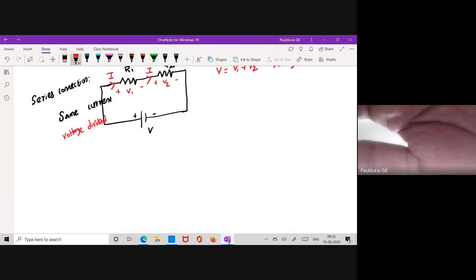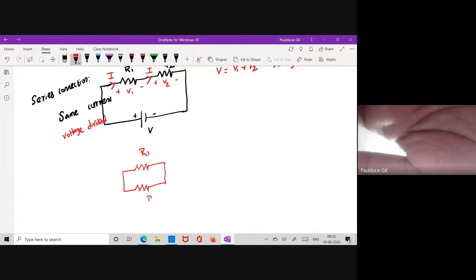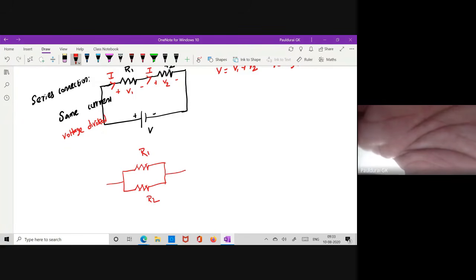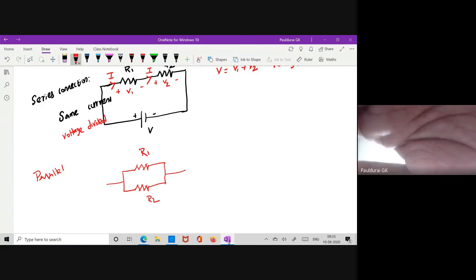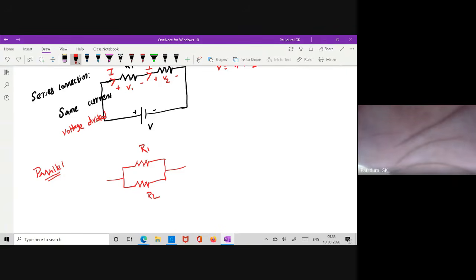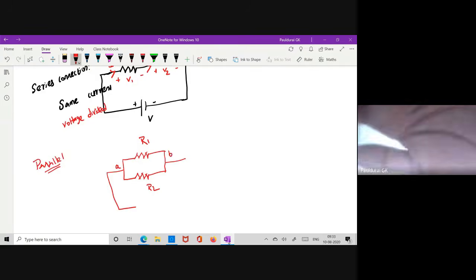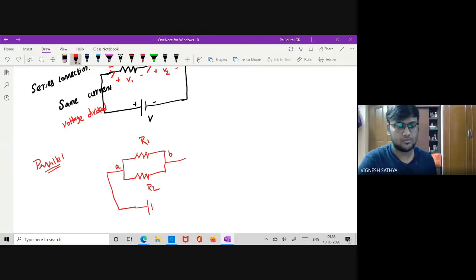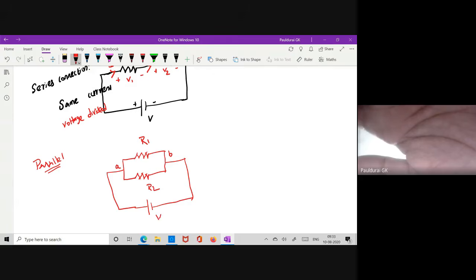Now coming to parallel. Take this is R1, R2, and take this is the two terminals. Now R1 and R2 are connected in series or parallel? Parallel. Obviously it is parallel. Why? Current gets divided. Yeah, very good. Suppose I want to apply some voltage, take this is terminal A, this is terminal B. I am going to apply some voltage V, this is plus minus.